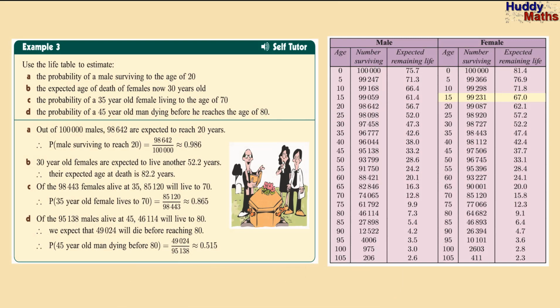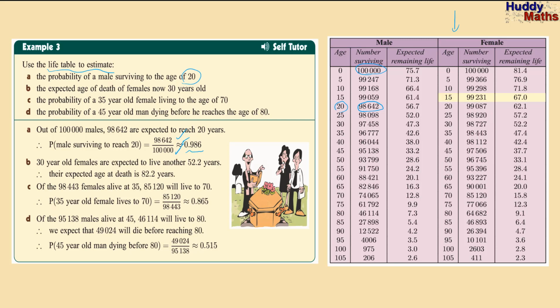All right, let's go on now and have a look at an example. So use the life table, I've put it over here, right next to us, so we can do it. The probability of a male surviving to the age of 20. Okay, well, let's have a look. Age of 20, how many are expected? That many. Out of, over here, the original 100,000. Okay, just remember we start off with that.